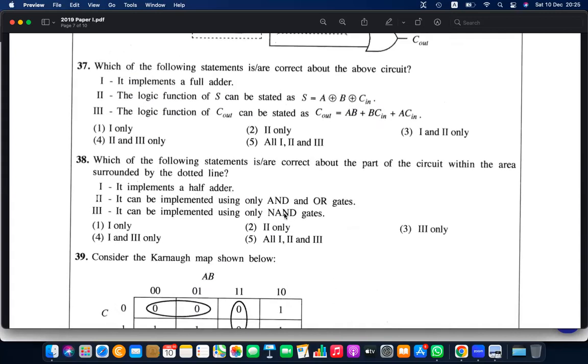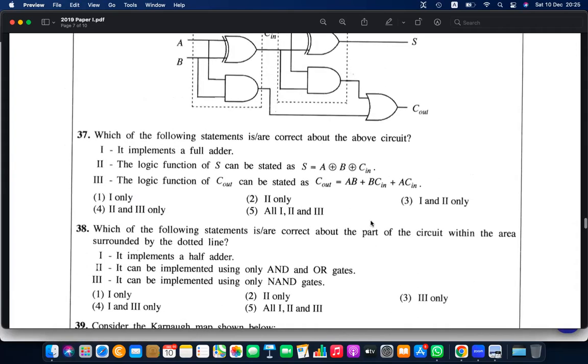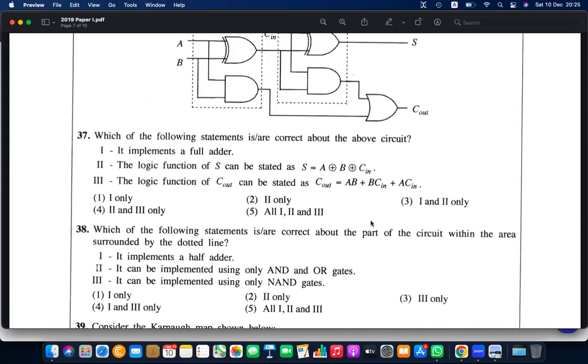It can be implemented using AND and OR gates. True. It can be implemented using only AND and OR gates. It can be implemented using only NAND gates. No. It can be implemented using AND gates, OR gates, and can also be implemented using NAND gates, NOR gates. So basically, universal gates can be used to implement that. So only using NAND gates, OR gates, no. Only using NAND gates, no. So other gates are also possible in implementing that.